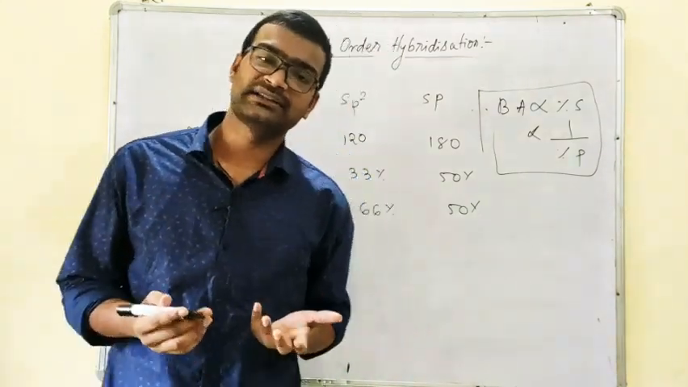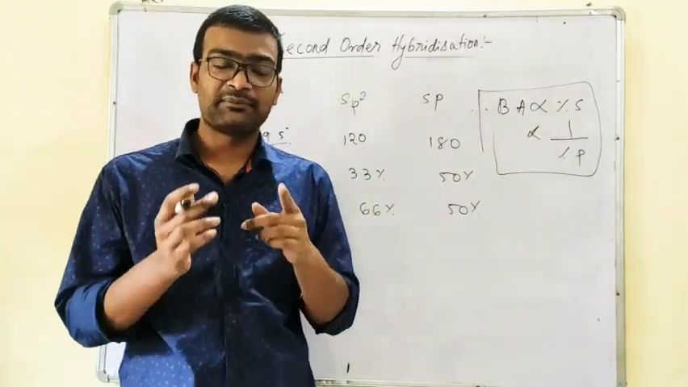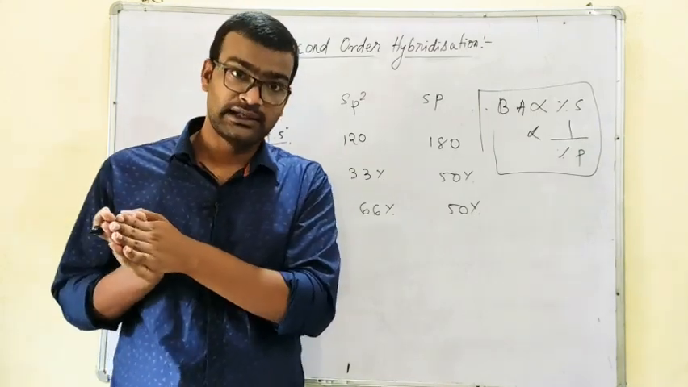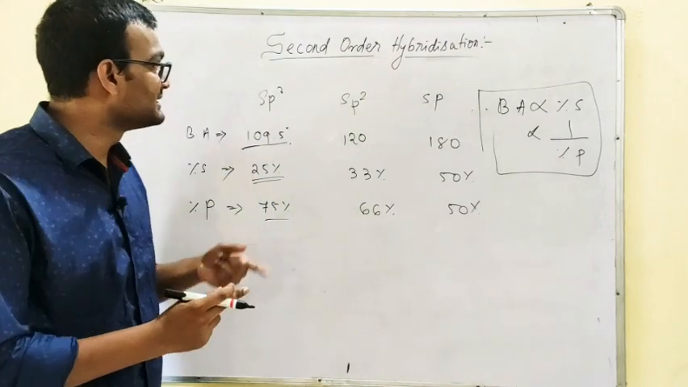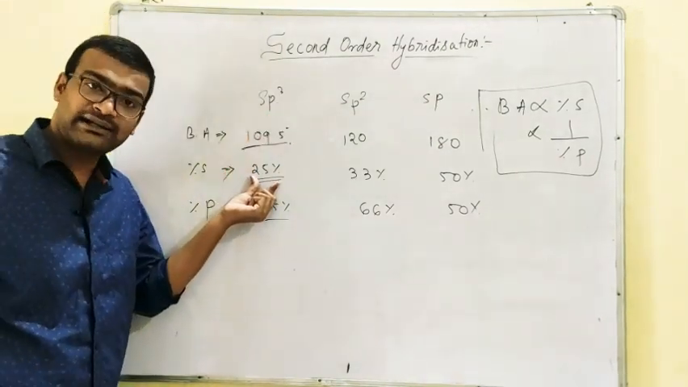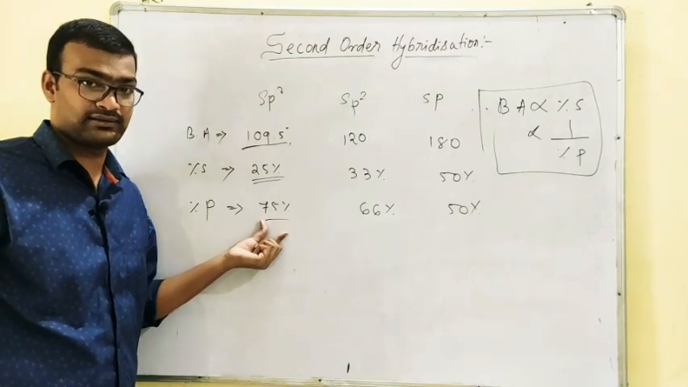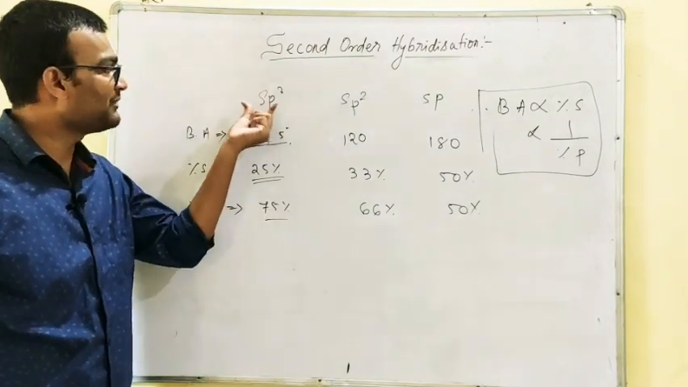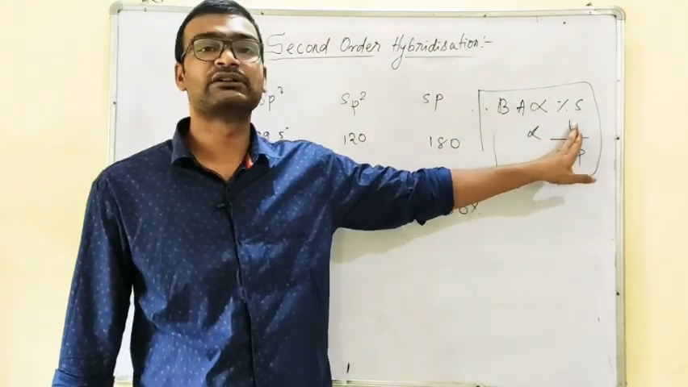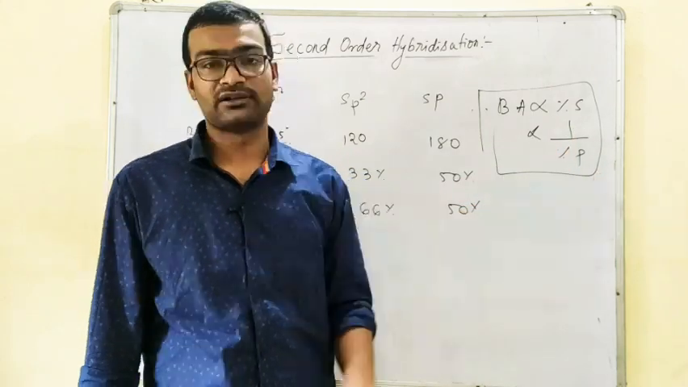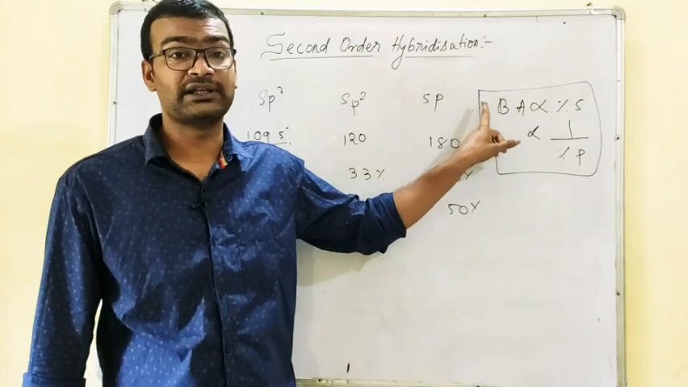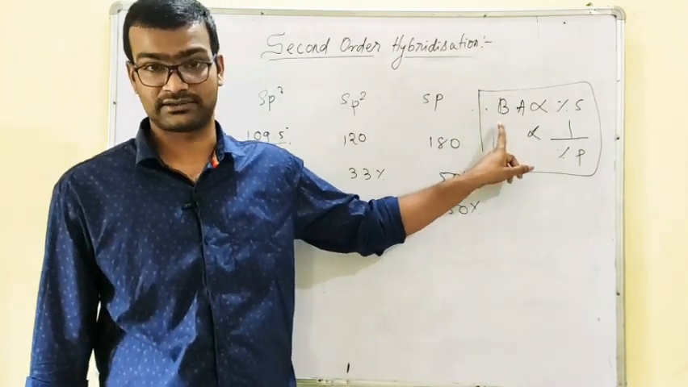Generally, hybridization means what? Hybridization tells us that a particular orbital comprises how much percentage of which orbital. For example, for sp3, this orbital is made up of 25% s orbital and 75% p orbital. So hybridization depends upon the bond angle. Bond angle is directly proportional to percent s character and inversely proportional to percent p character. Again I am telling you, this is the key point from where we can discuss second order hybridization.